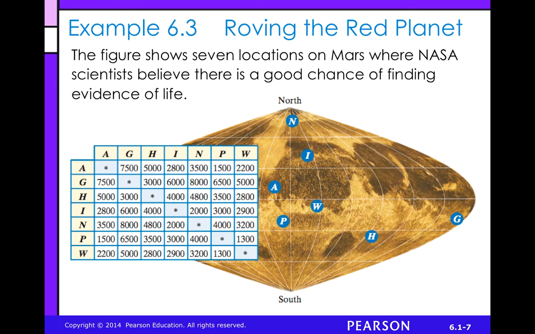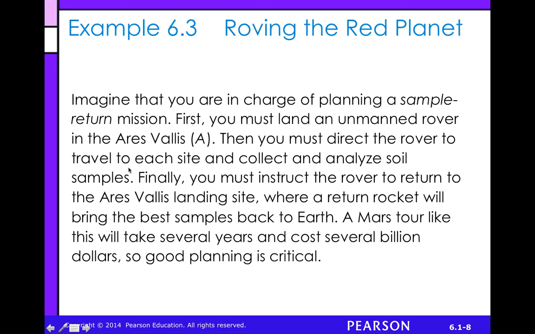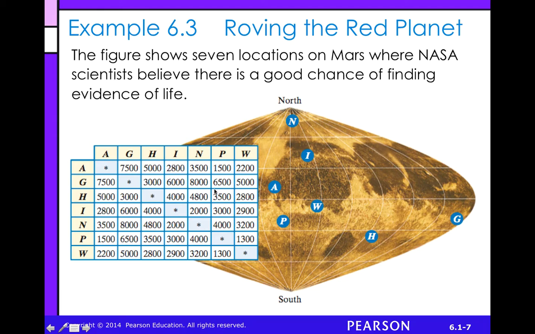Here's another example. This figure shows 7 locations on Mars where NASA scientists believe there's a good chance of finding evidence of life. So they've charted out these spots, and in this case, what this table is telling you is that to get from spot A to spot G takes 7,500 yards or something. It never gives me the units here. I forget what the units are, so let's just go with yards.